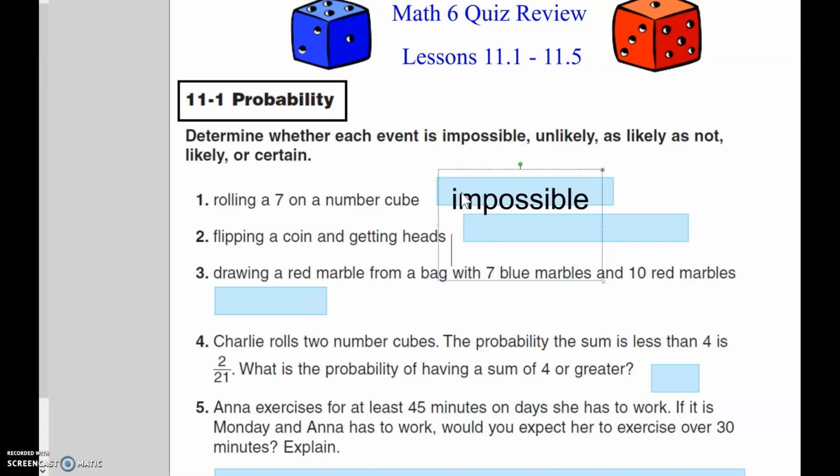Next, flipping a coin and getting heads. Well, one out of the two sides says heads. So that's half. Half the time you're going to get heads and half the time you're going to get tails. Half is as likely as not. So 50-50 chance is as likely as not.